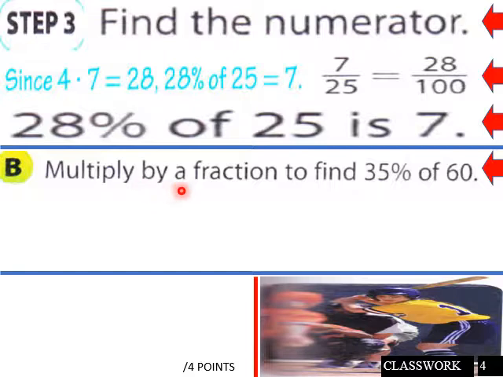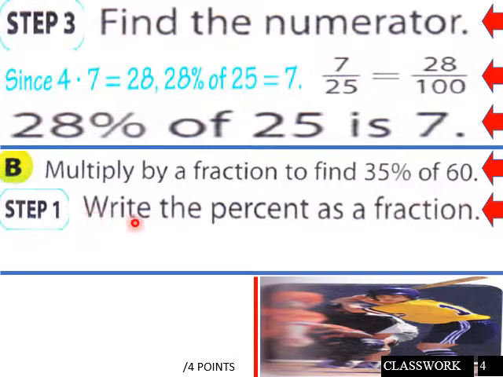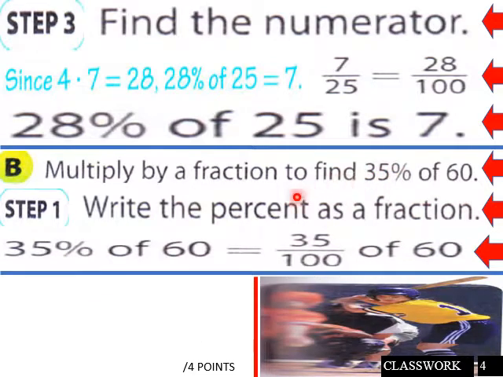B, multiply by a fraction to find 35% of 60. So we're going to use a fraction now to find 35% of 60. So step 1, write the percent as a fraction. How do you write 35% as a fraction? So 35% of 60 would be the same thing as 35 over 100 of 60.